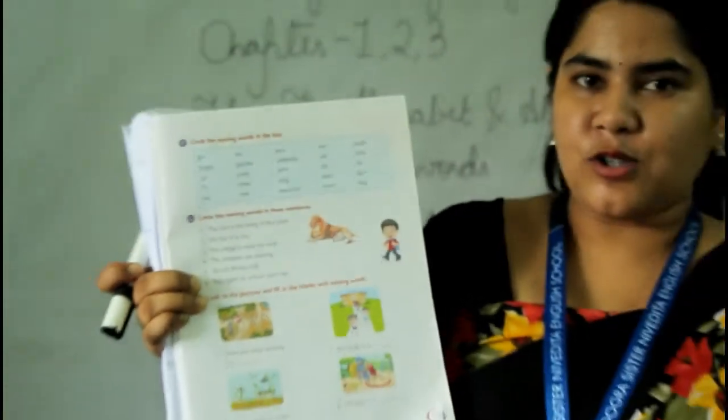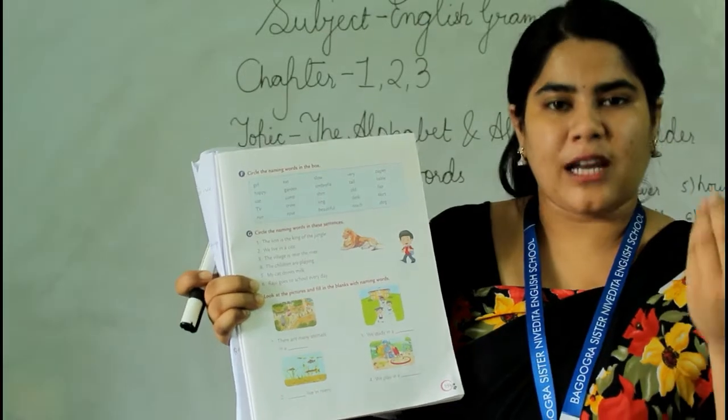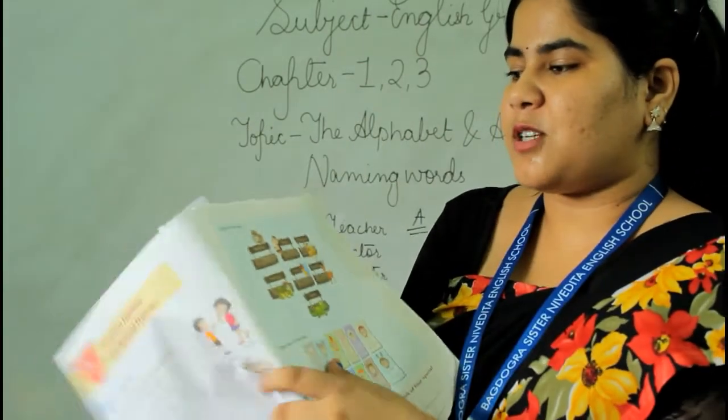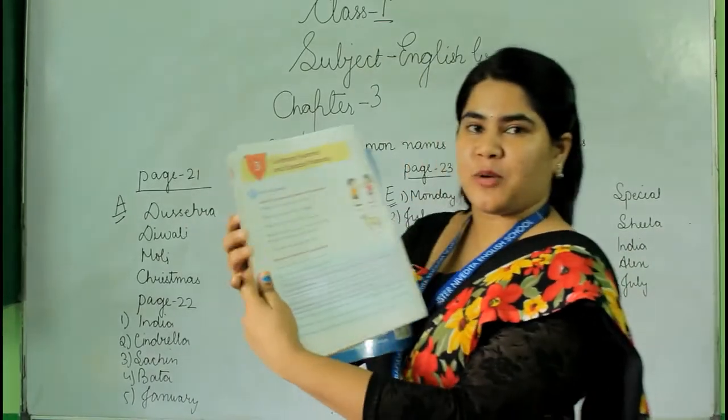Now in this way you have to complete chapter number 1 also. Chapter number 2 explanation we have already done, and I hope that you all have understood. You have to do the exercise by yourself. Now let's move on to chapter number 3. So now dear students, open to page number 20.